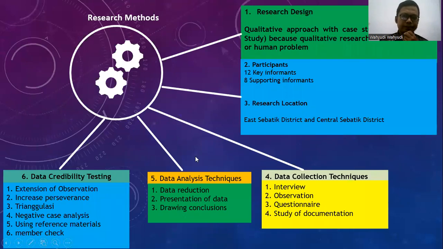For the research method, I use a qualitative approach with a case study method, because you know that qualitative research examines social or human problems, with 12 key informants and 8 supporting informants in the research location in East Sebatik district and Central Sebatik district. I also use data collection techniques, data analysis techniques, and data credibility testing to collect data for this research.